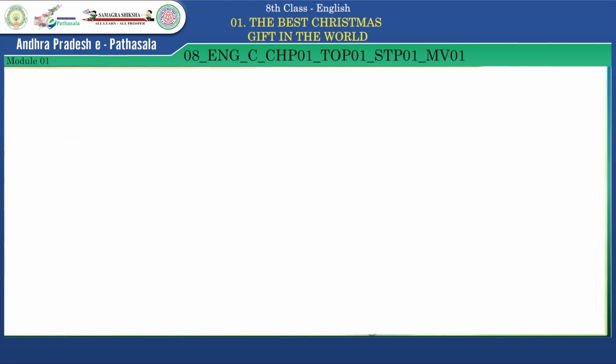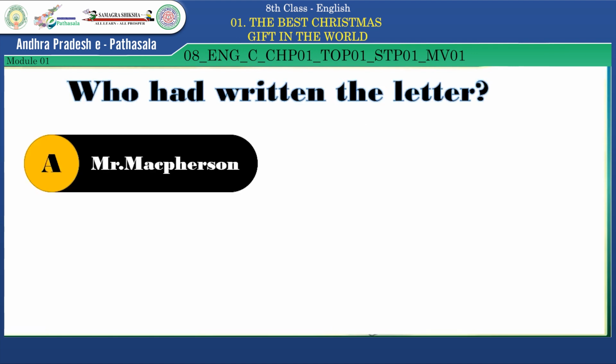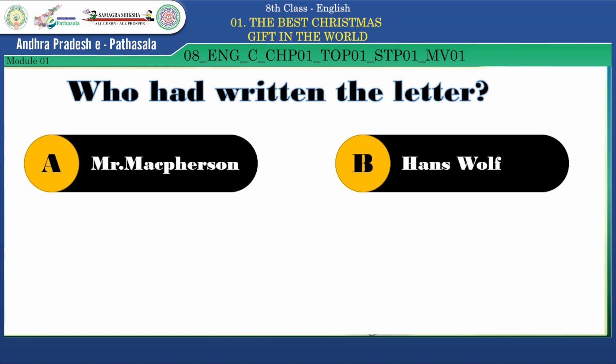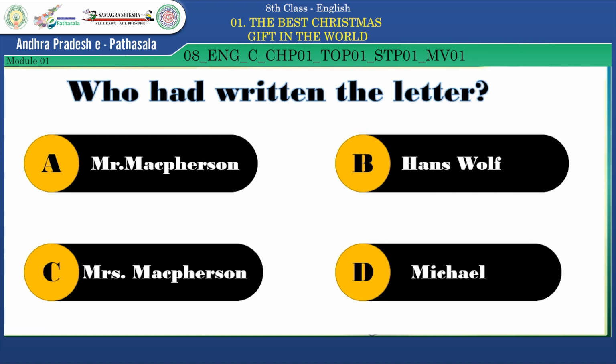Let me check how far you have understood this passage. And the first question is, who had written the letter? Option A, Mr. Macpherson. Option B, Hans Wolff. Option C, Mrs. Macpherson. And option D, Michael. Can you guess the right answer?